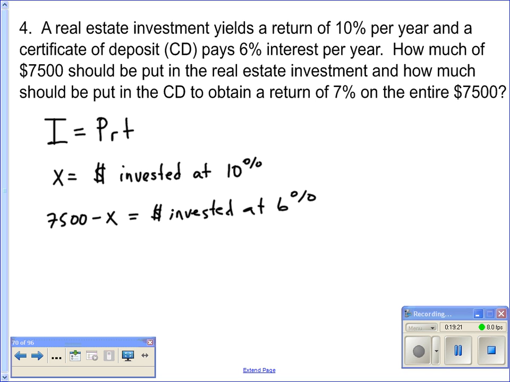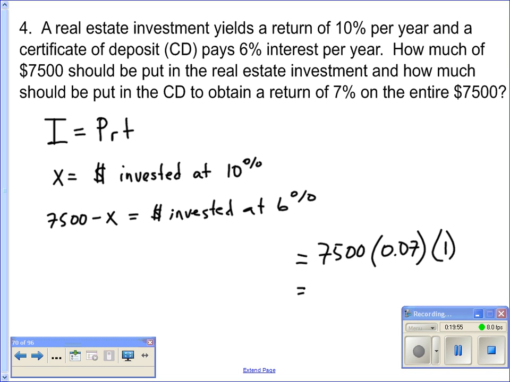Now what we want to happen is we would like a total of 7% on the entire $7,500 to be the result. So we know that to figure out that amount, what we do is use the simple interest, which is principal, which would be the 7,500, times the rate, which is 7%, so we change that to a decimal, times the time, which is 1 year. That's what we want, and we want these other two investments to add up to that. So how do we get to that?